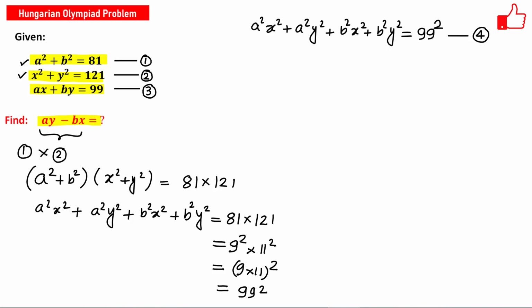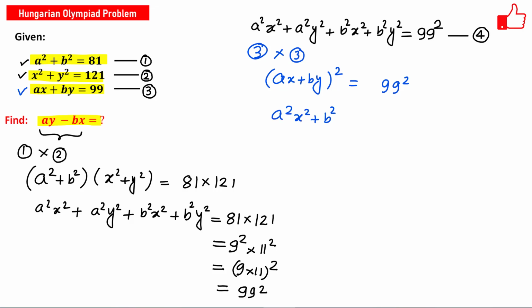Now let us square equation 3. So if you square, this means equation 3 multiplied by itself. So you have ax plus by, and this is equal to 99. If you square both sides, this becomes a square x square plus b square y square plus 2abxy is equal to 99 whole square. Now let us call this equation 5.